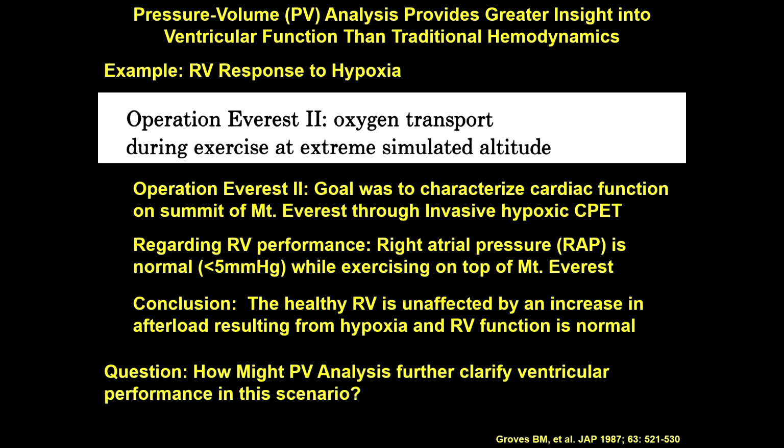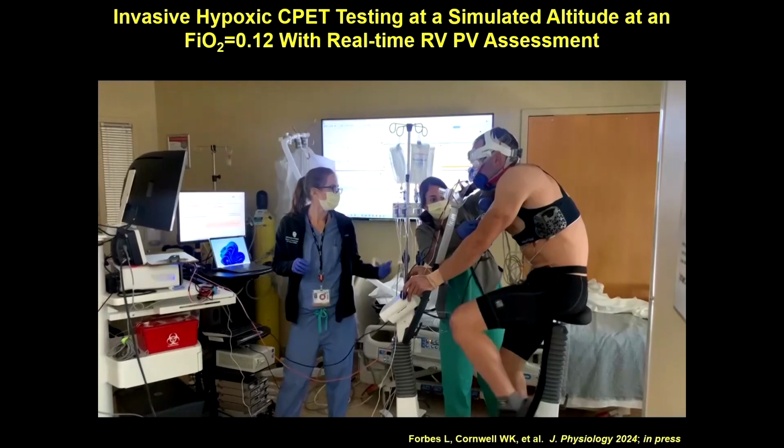My question that I put out for the group is, how might pressure volume analysis further clarify ventricular performance above and beyond what we could learn from an echo or a traditional Swan-Ganz catheter, and what types of implications could we make at the bedside?